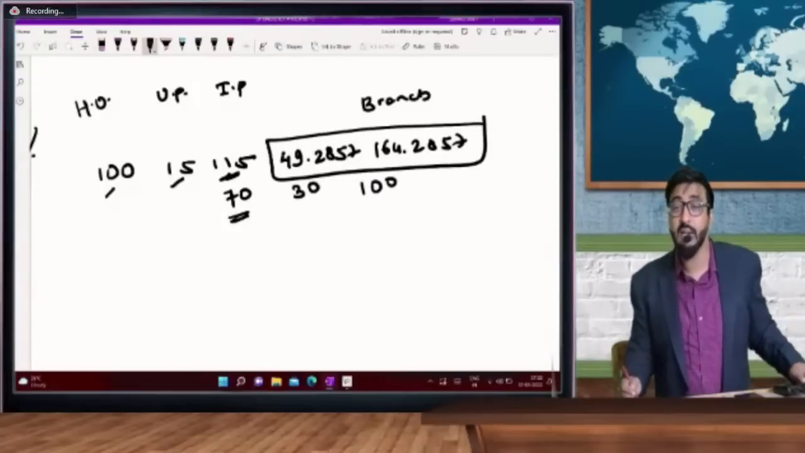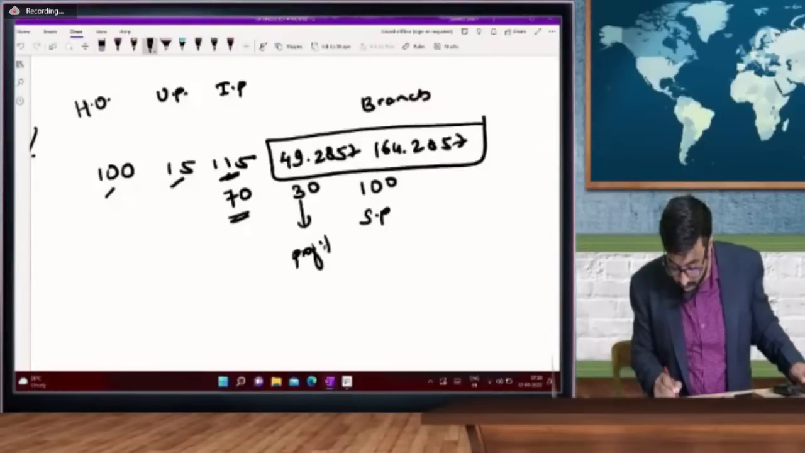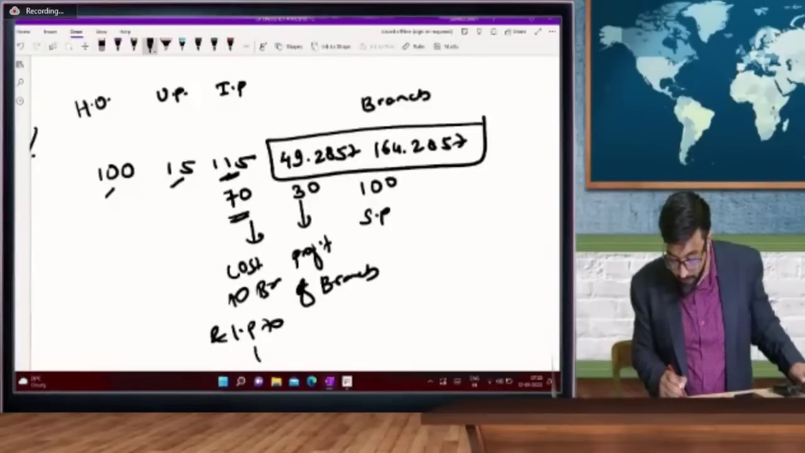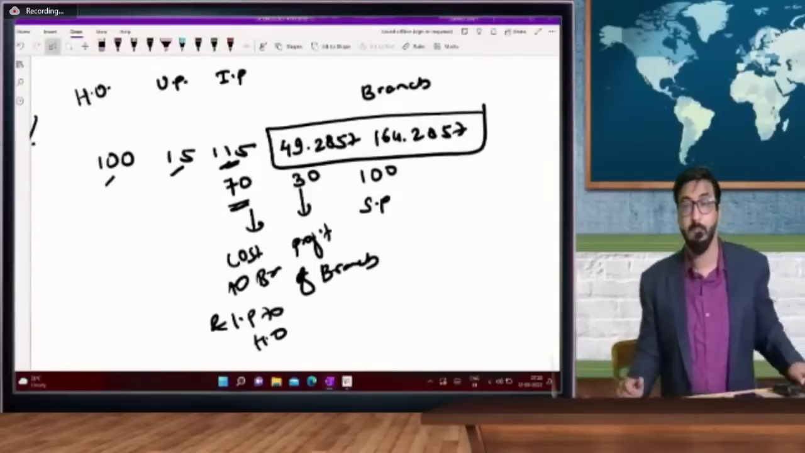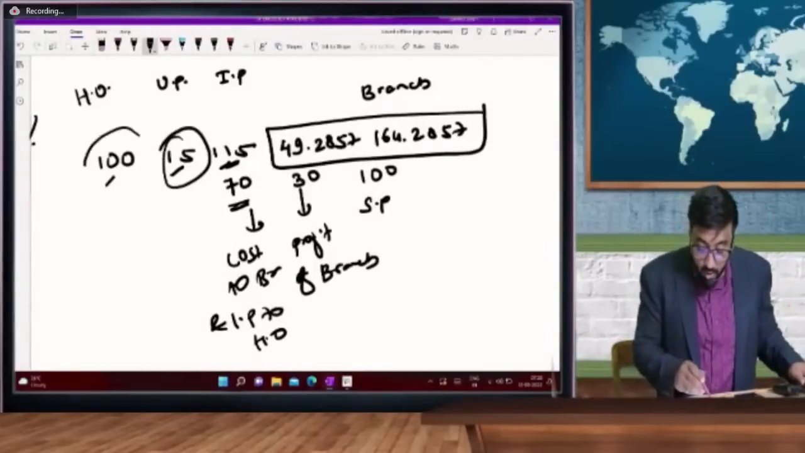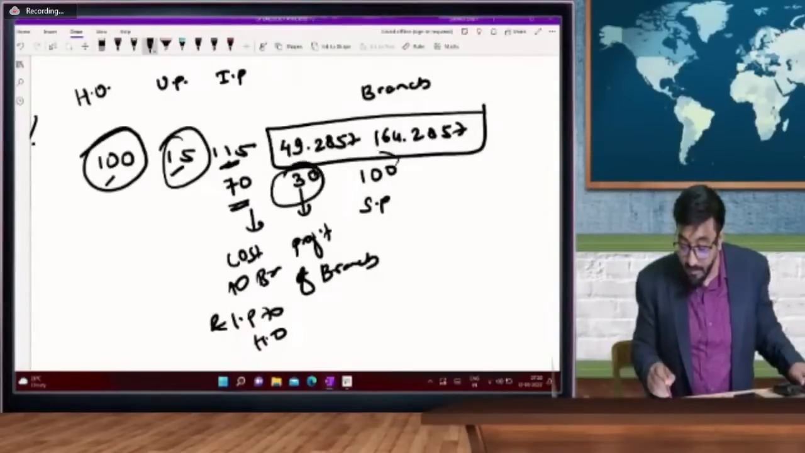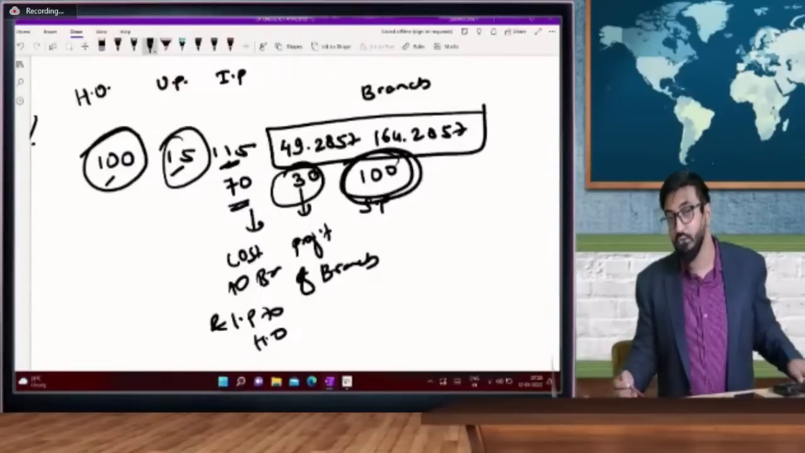The branch is getting 30% profit on their selling price. So this is the selling price. This is the profit of the branch. And 70 will be the cost to the branch and the invoice price to the head office. If you do this calculation, 15 rupees on cost is a profit to the head office. 30 rupees is the profit on selling price to the branch. So this is the difference.